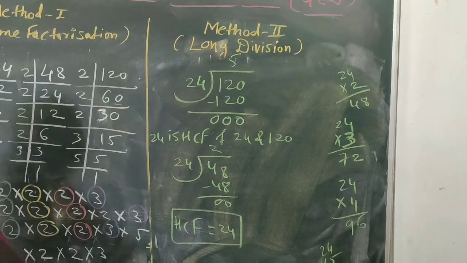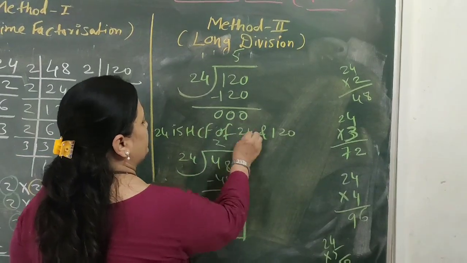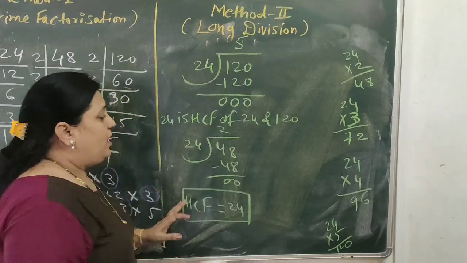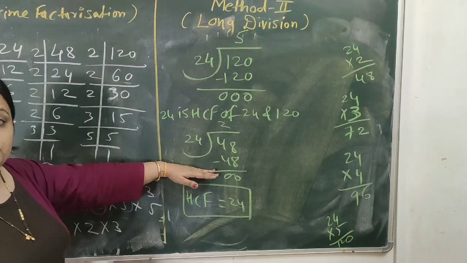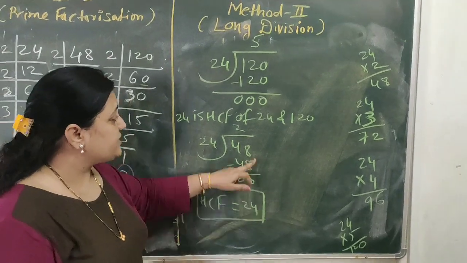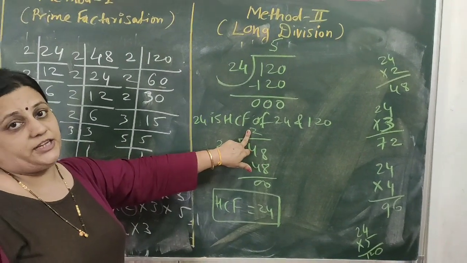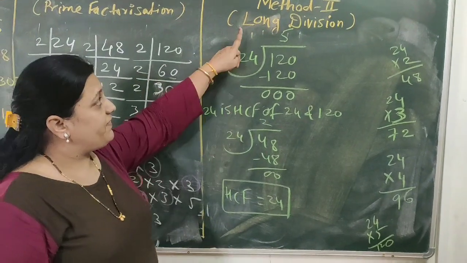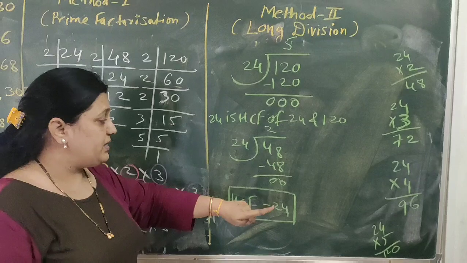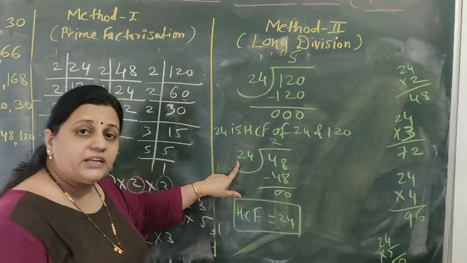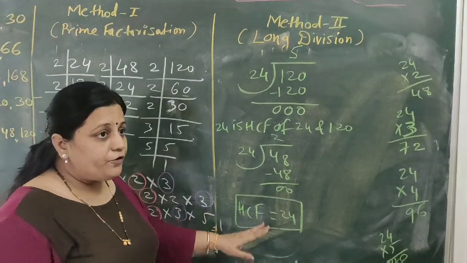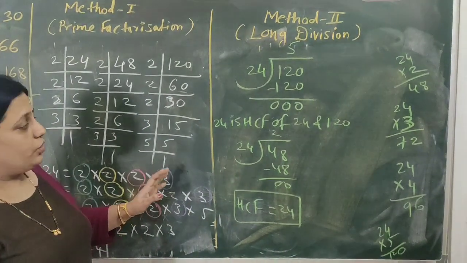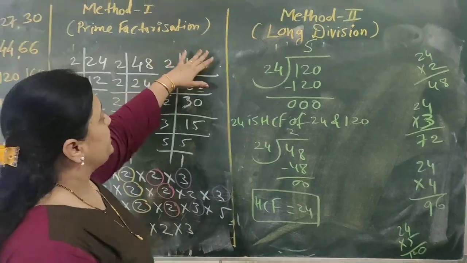Children, most commonly I have seen that whenever students are doing the long division method to find the SCF, many times they do all the procedure properly, but while writing the SCF, they take the remainder as the SCF. So please don't make this mistake. Always keep in mind, while finding the SCF by the long division method, the last divisor will always be your SCF. And if you are getting confused in this method, better you go with the prime factorization method. Okay? So these are both the methods.